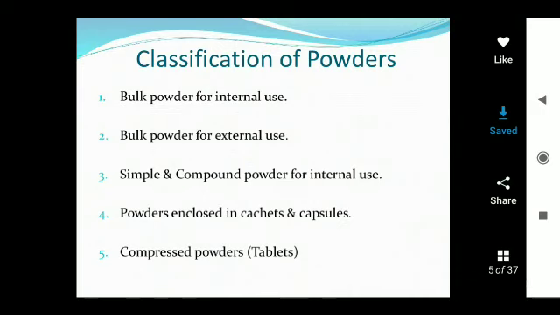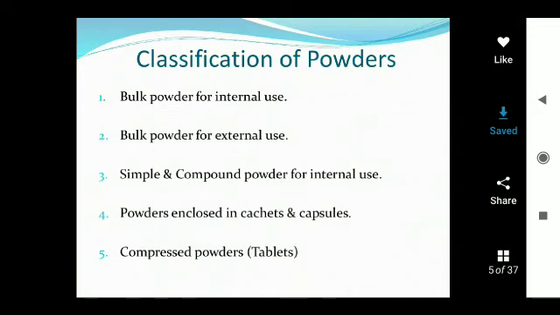Today's topic is classification of folders. In yesterday's class, we discussed folders and the advantages and disadvantages of folders.